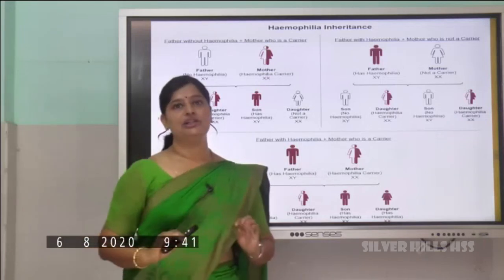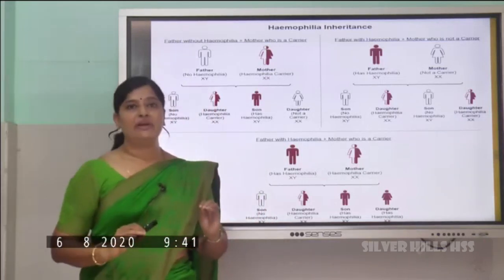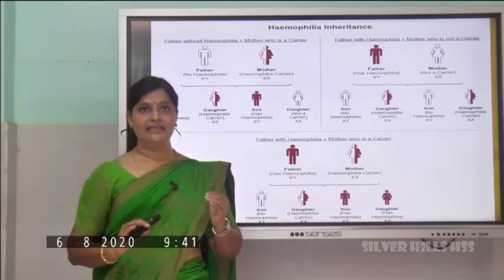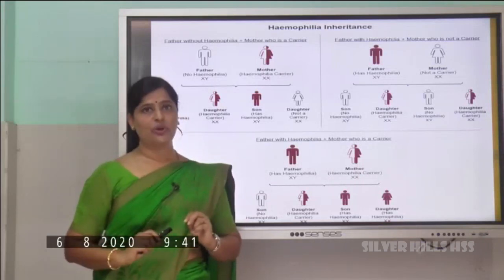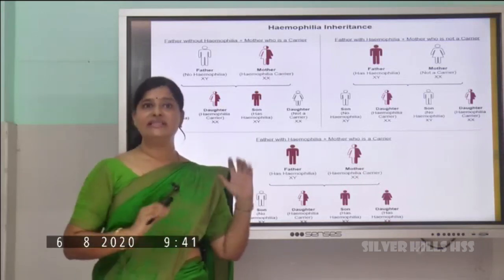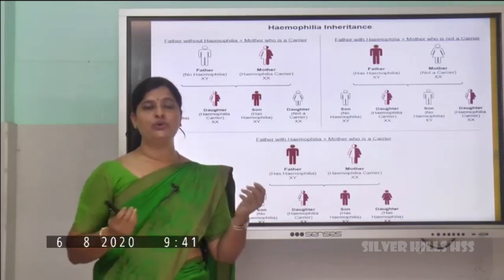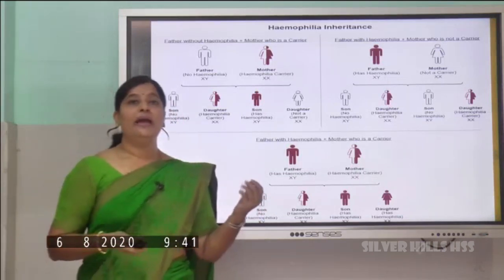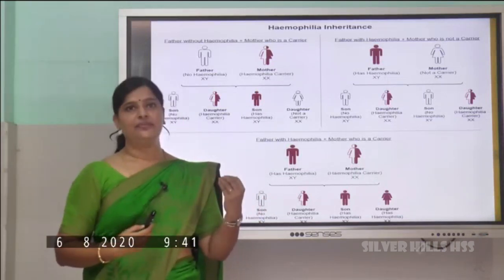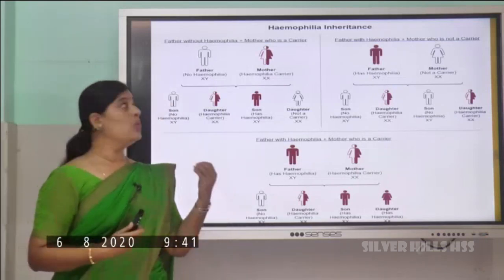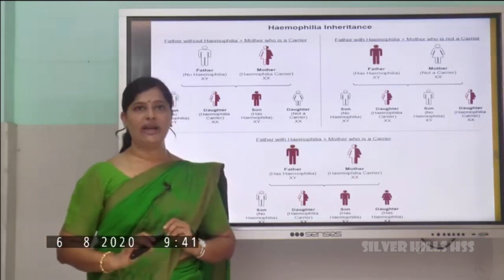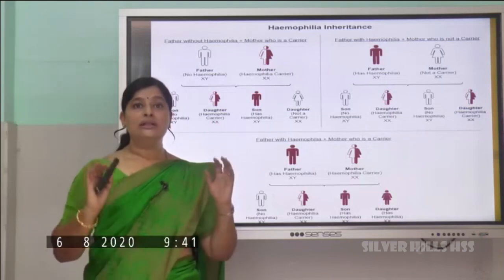In other conditions, what usually happens is the females become carriers since they have two X chromosomes. Right? So this is a very serious genetic disorder. You know, genetic disorder means it's a defect of the gene. So April 17th is observed as World Hemophilia Day to create awareness about this disease.